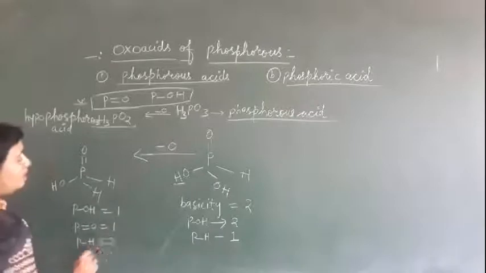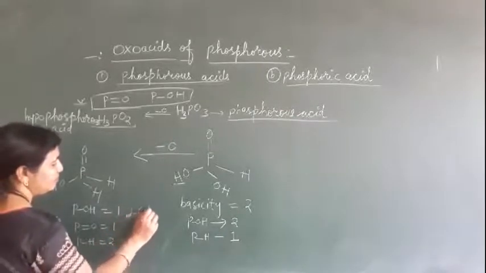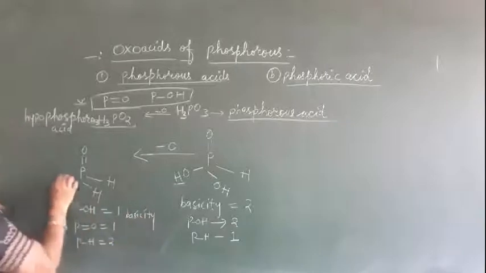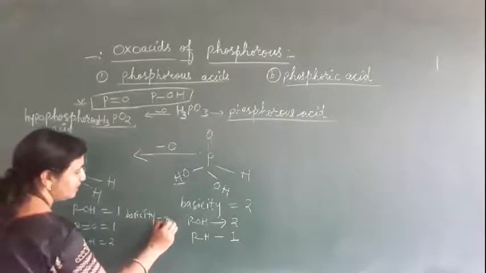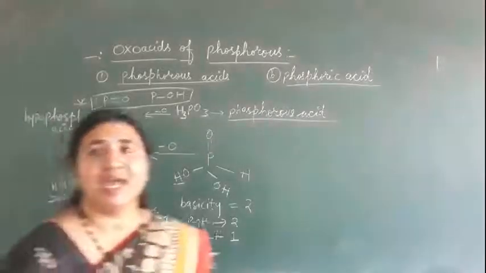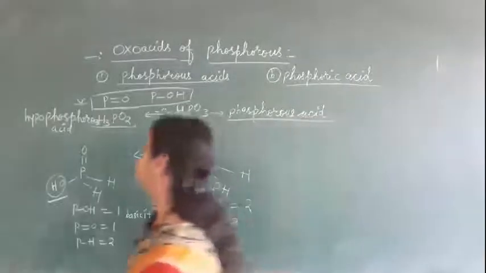2 here. What is the basicity of this acid? Basicity will be 1 here, because we have 1 OH bond only here. So basicity will be 1 here. Okay. And the oxidation number of this acid, that also you should know.